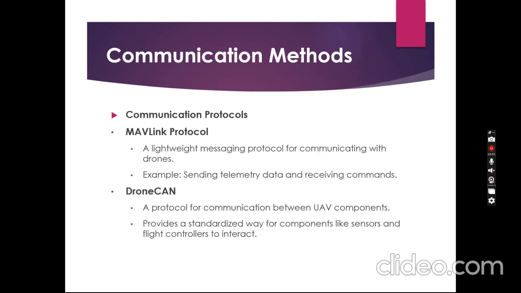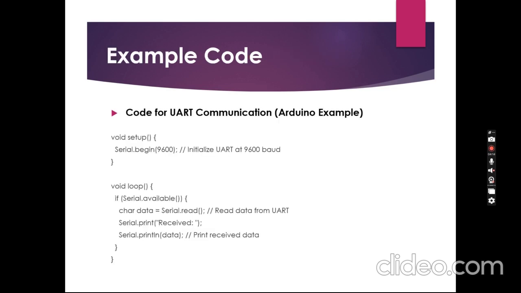The other communication protocols are the MAVLink protocol and UAVCAN. MAVLink is a lightweight messaging protocol used for sending telemetry data and receiving commands between drones and the ground control station. UAVCAN is a standardized protocol that facilitates communication between UAV components such as sensors and flight controllers, ensuring consistent and efficient data exchange.